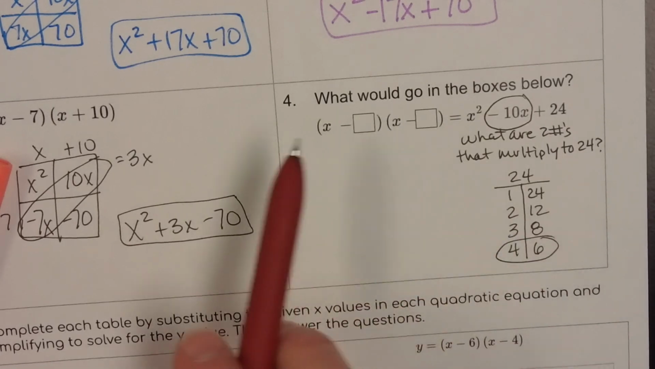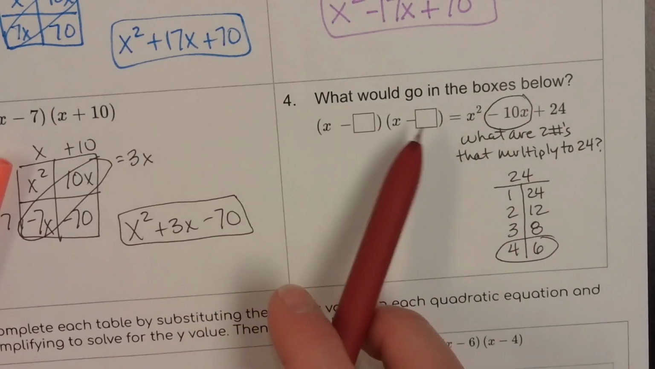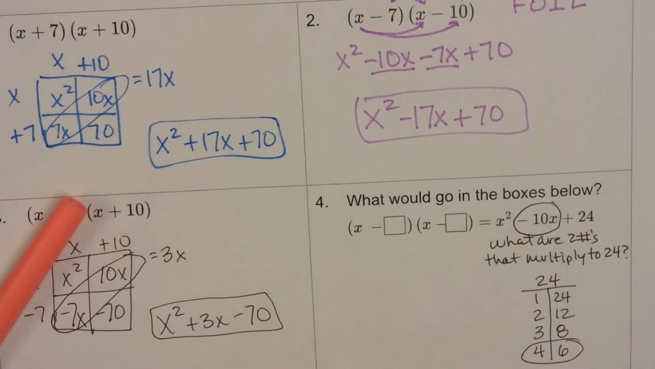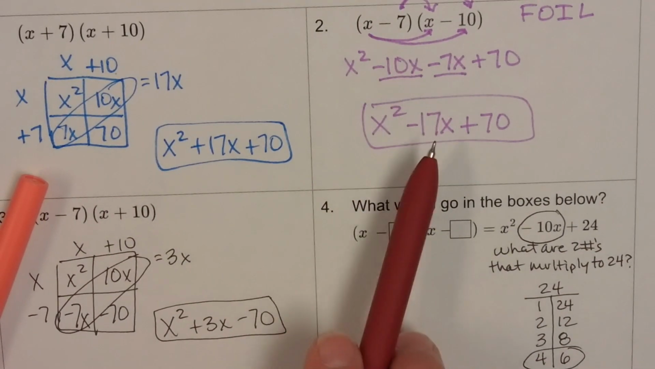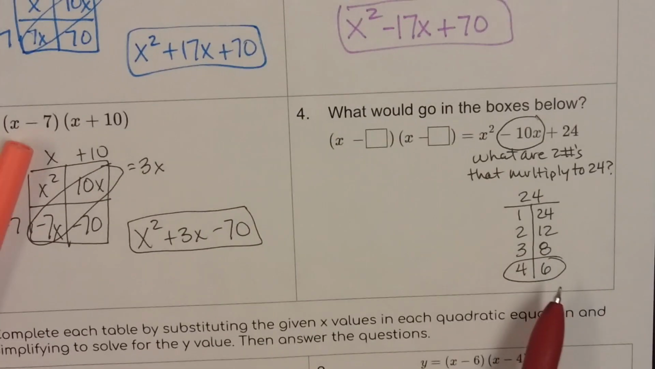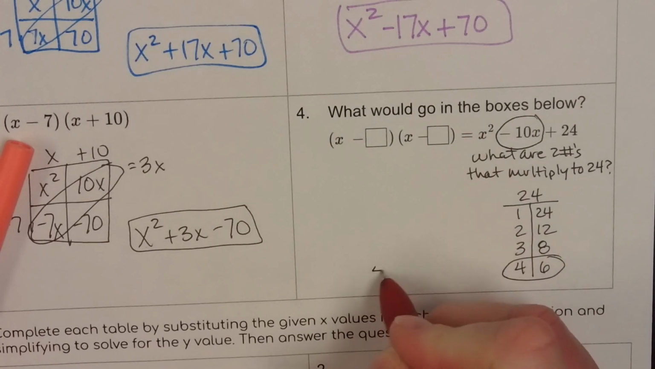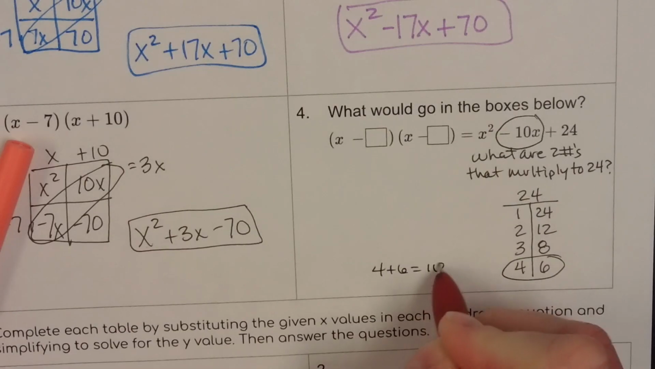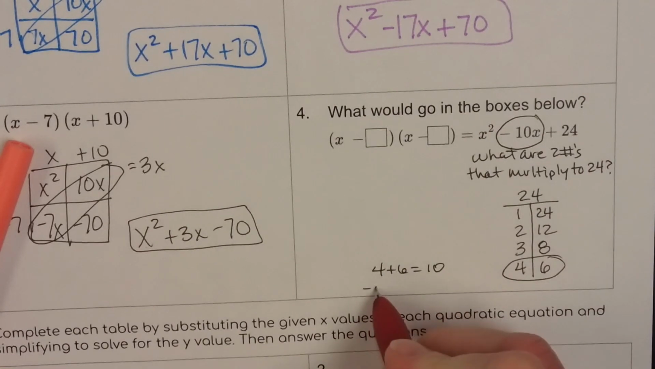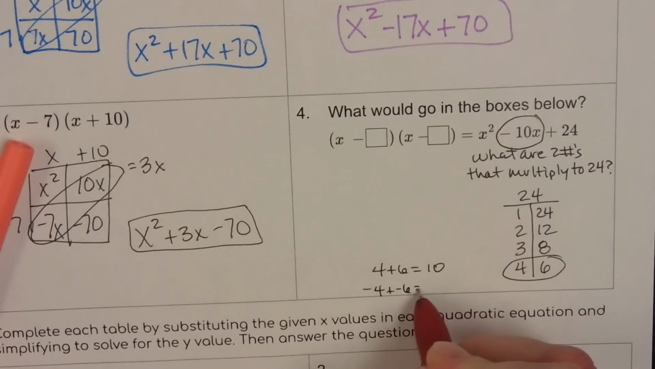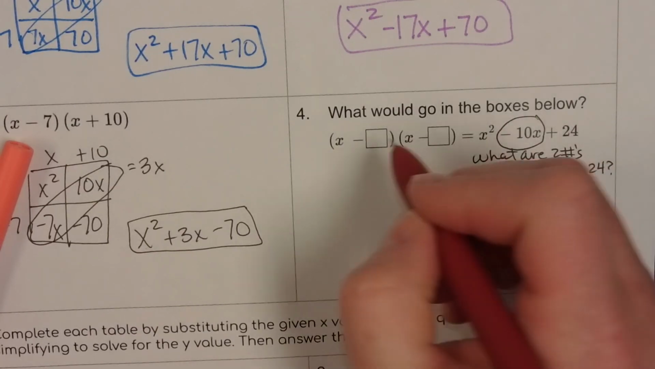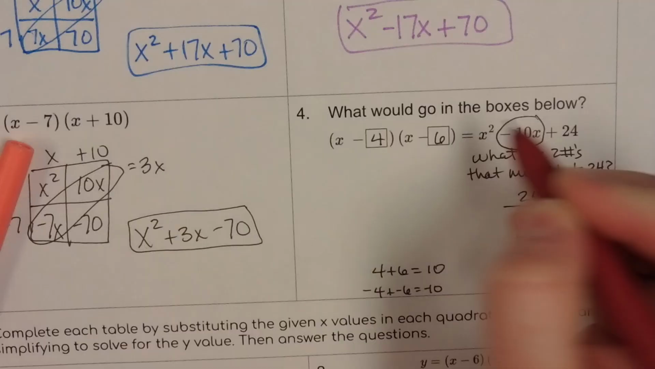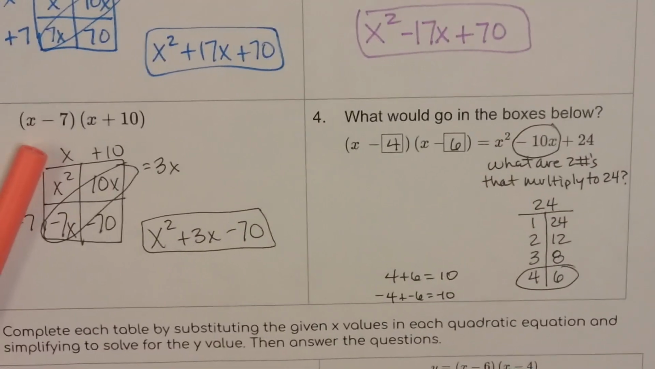Why are we saying addition? We're saying addition because they're both minus signs. If we take a look up here at this example, they were both minus signs and they both added to give you negative 17. These two, if we add 4 plus 6, they're going to give you 10. Okay? If we add negative 4 plus negative 6, they're going to give us the negative 10 that we need right up here. So in our box, we're going to put 4 and 6. And that's how we answer this one.